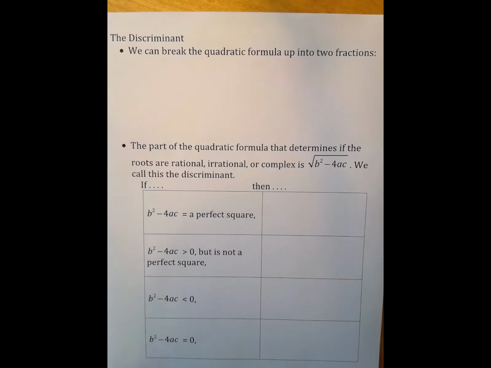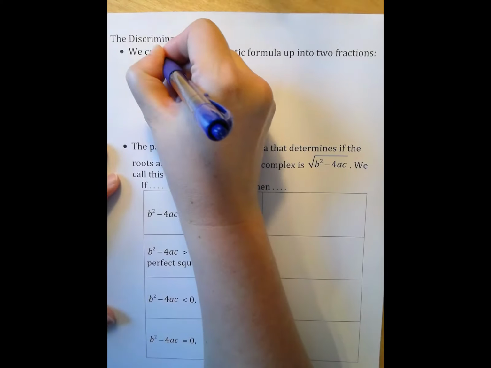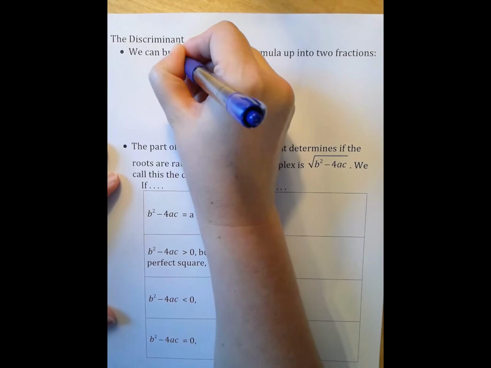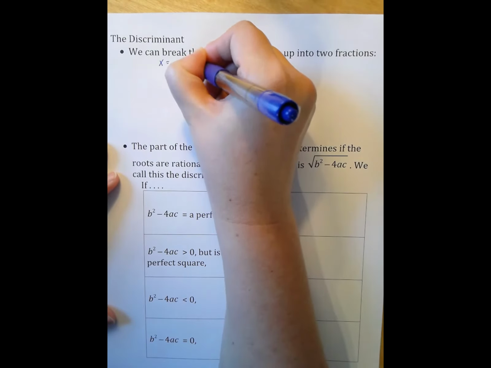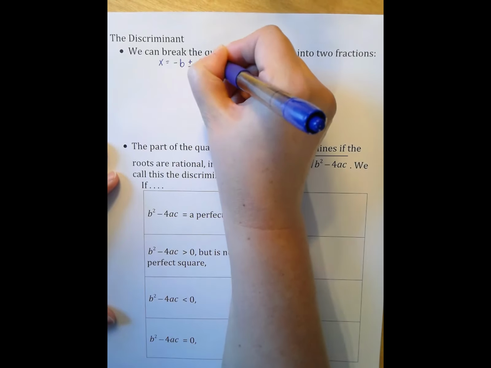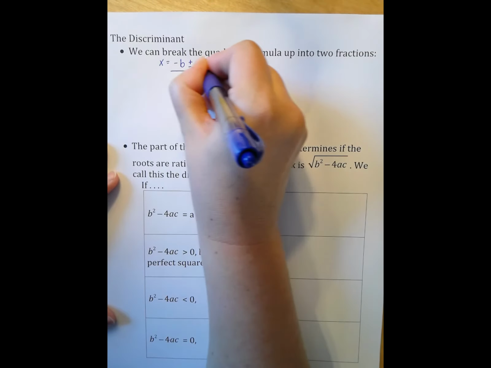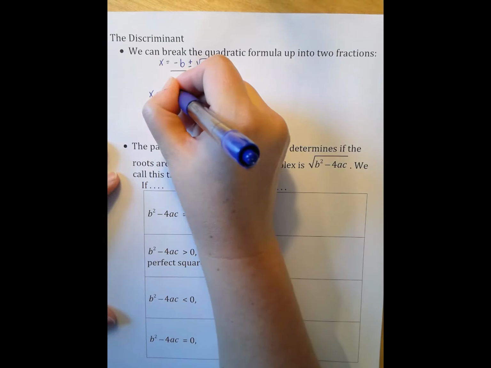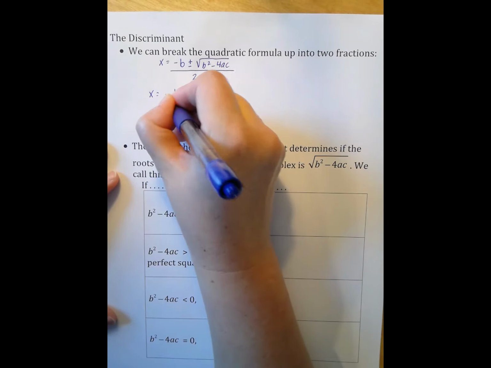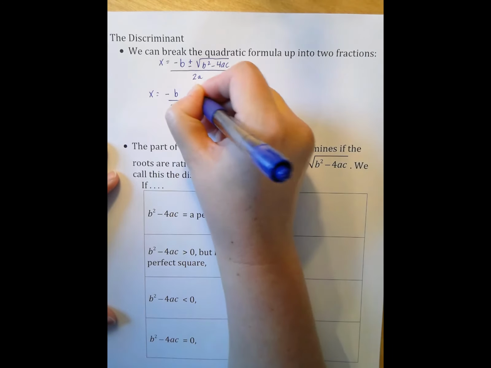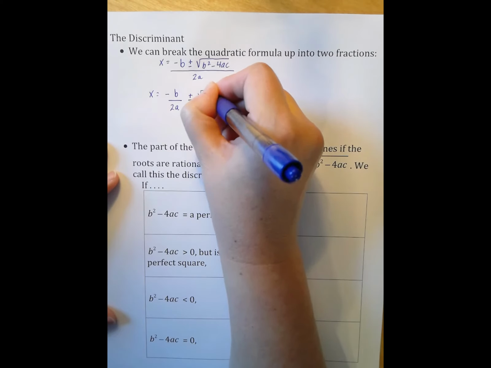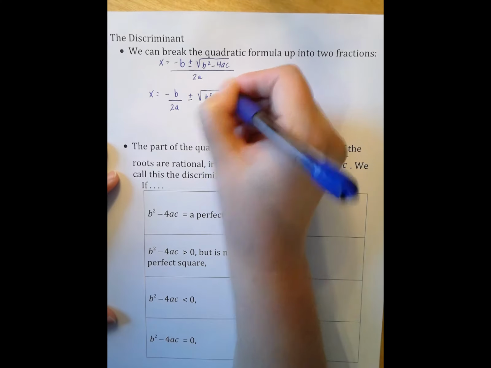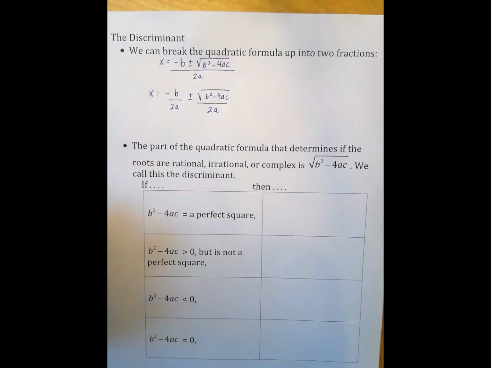These notes are on something called the discriminant. The first thing I'm going to do is break up the quadratic formula into two fractions. You'll remember the quadratic formula is x equals negative b plus or minus the square root of b squared minus 4ac, all over 2a. I can rewrite that as two fractions: negative b over 2a, plus or minus the square root of b squared minus 4ac over 2a.